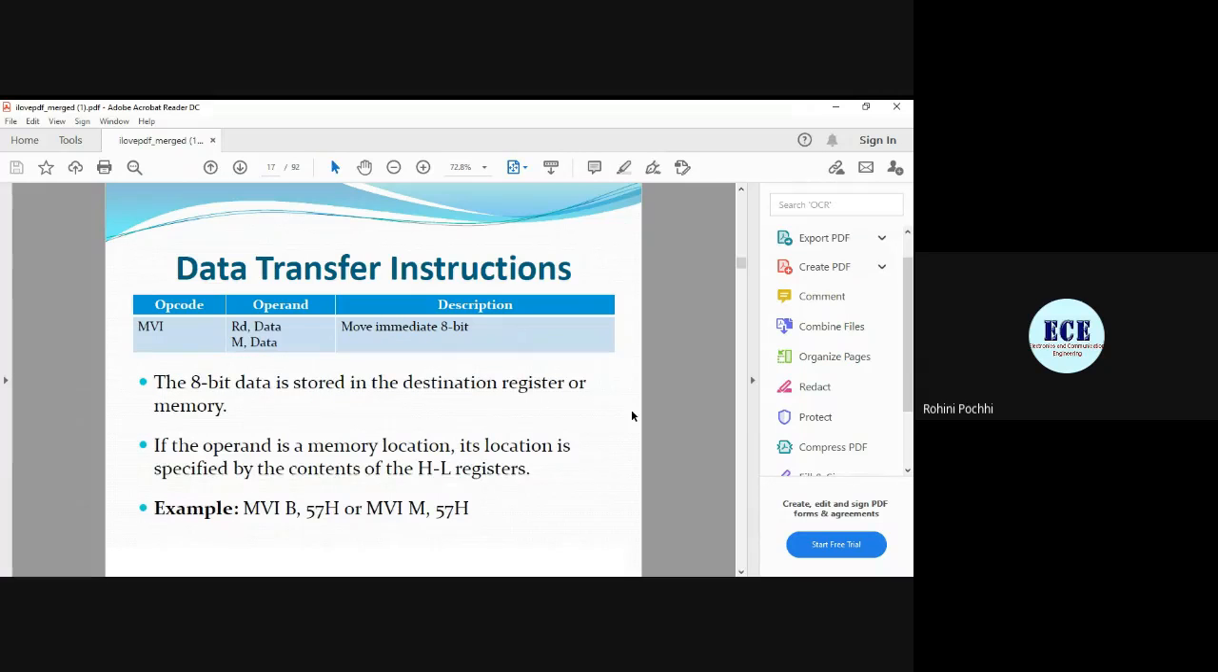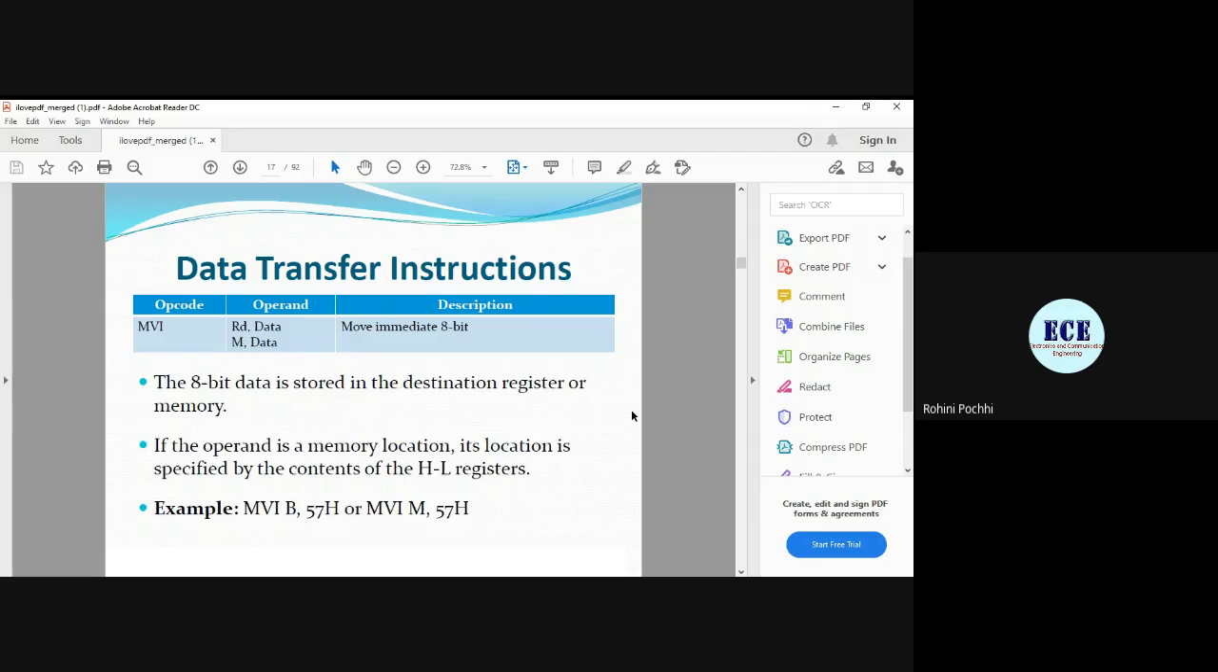Second instruction is MVI. MVI is the opcode. Rd is a data register, or memory. Here move immediate 8-bit: the 8-bit data is stored in the destination register or the memory. If the operand is a memory location, its location is specified by the content of the HL register. Like example, MVI B comma 57H. Here 57H is the location of the memory denoted by the HL pair or HL register.